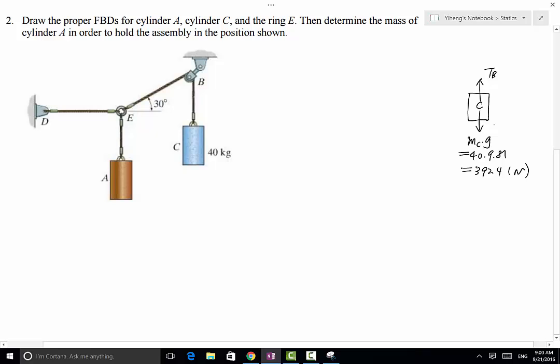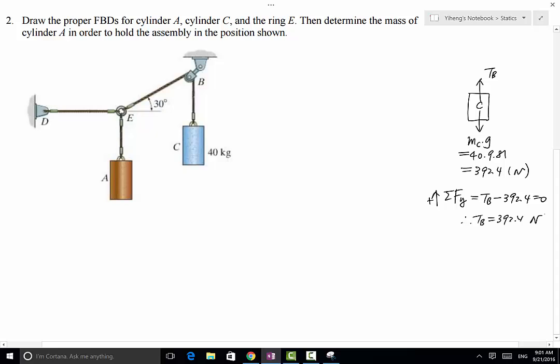So this actually completes the free body diagram of cylinder C. Cylinder C is not subjected to any other forces. So we can apply Newton's first law and do a quick equilibrium analysis. If we sum the force along the y direction, positive being up, for cylinder C, this equals TB, positive, minus 392.4 equals 0. Therefore, TB is 392.4 Newton.